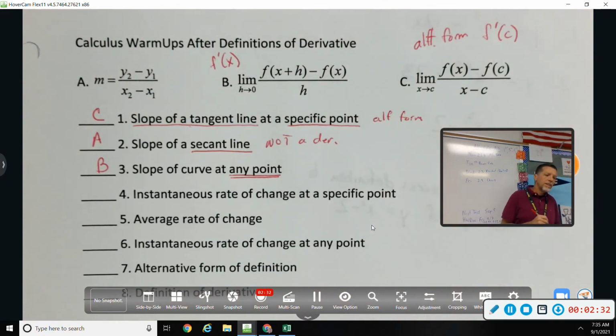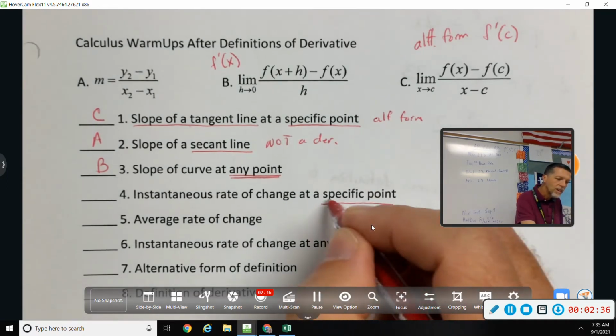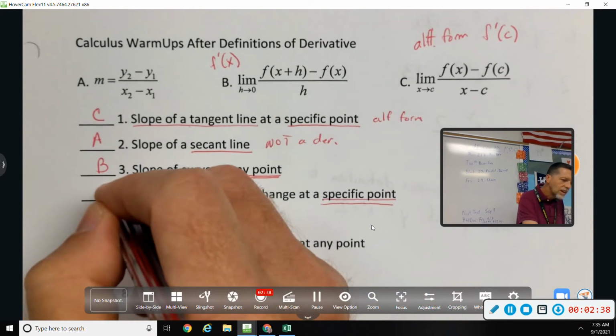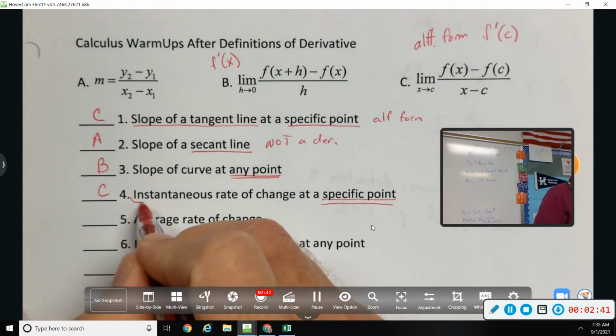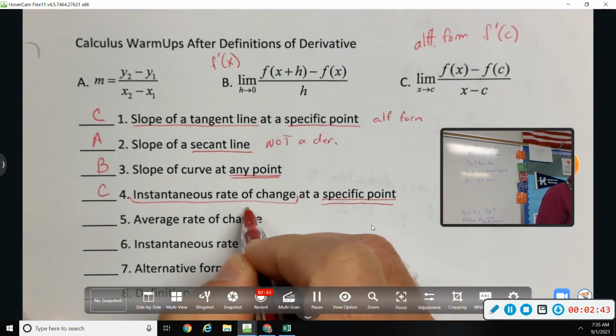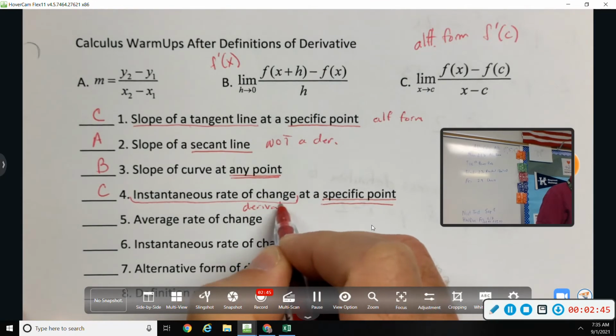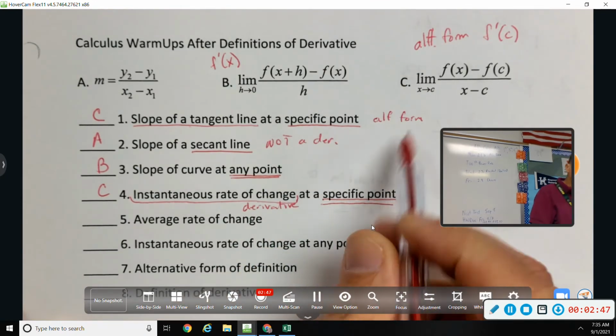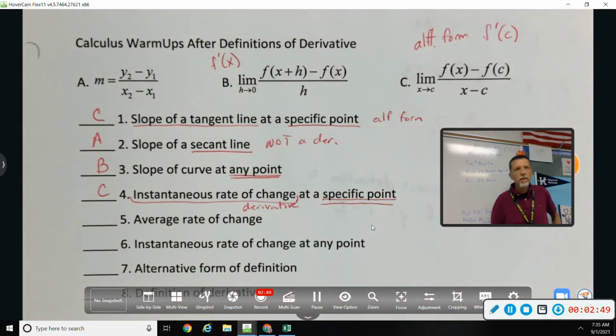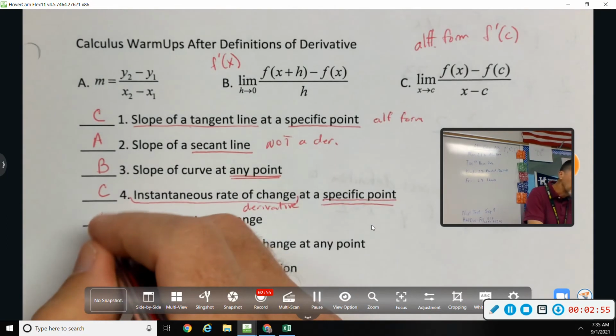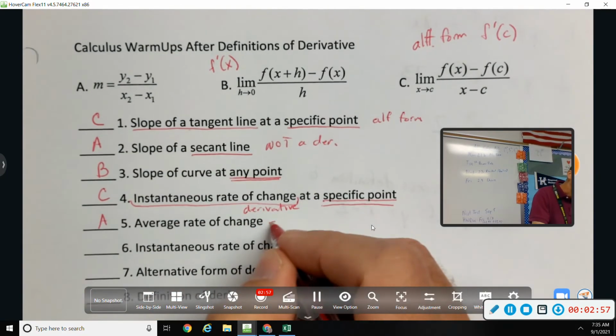Tierney, how about the instantaneous rate of change at a specific point? It is C. Instantaneous rate of change, that's code word for derivative. And derivative at a specific point would be the alternative form. Nikita, how about the average rate of change? A. That's definitely A. Average rate of change is algebra slope.